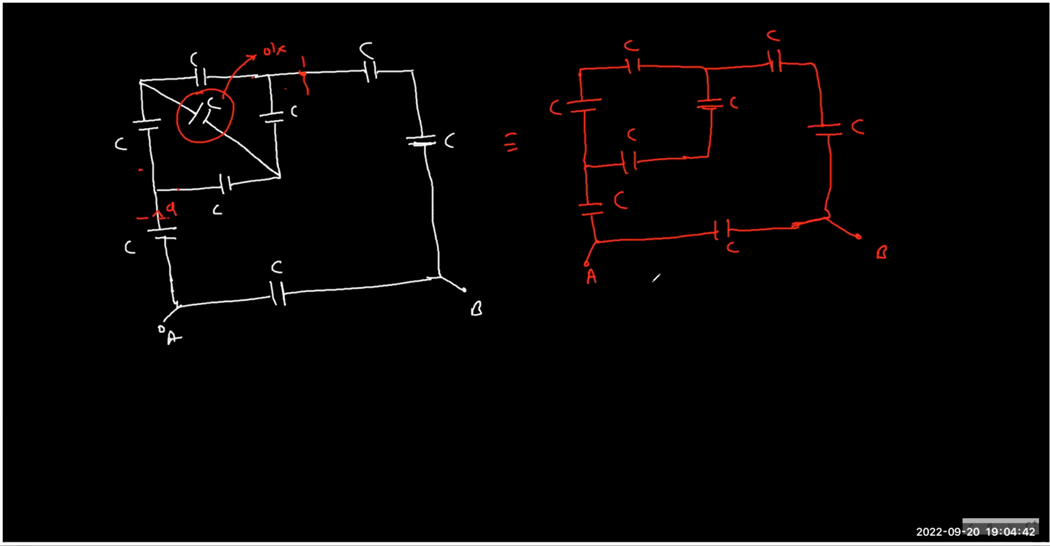What is the answer? Tell me. Come on, guys. What is the answer? C by 2. This is C by 2. C. So this is 1, 2, 3, 1, 2, 3, 4. 4 C by 4. So C by 4 plus C is 5 C by 4. Yes, sir. Understood? Yes.